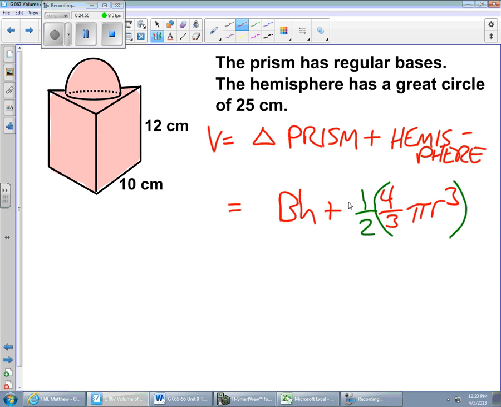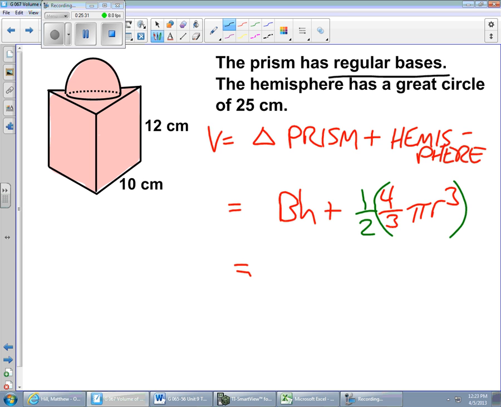Okay, let's see if we can figure out if we have all of the necessary information. Big B represents the area of the base. Okay, the area of the base of our prism. Well, what kind of a shape is the base of our prism? It's a triangle, right? Okay, what do we know about that triangular base? Not much. All we know is the problem says that the prism has regular bases.